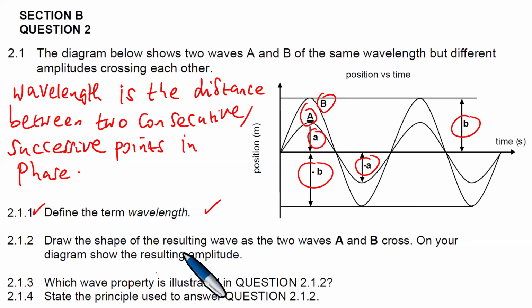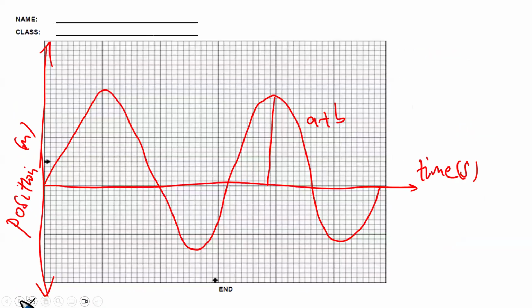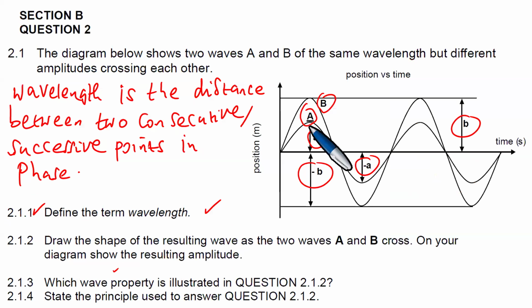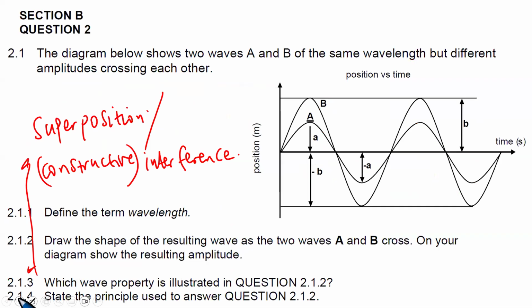So the wave property here is superposition. And because they are in phase with each other, the crest and the crest are on top of each other, the trough and the trough are on top of each other. So we have what you call constructive interference. If we have constructive interference, we say superposition. Superposition means that you add the amplitudes A and B, so you're going to have a new amplitude A plus B.